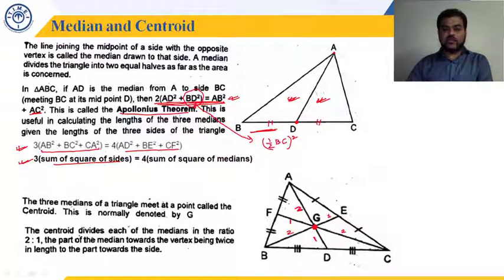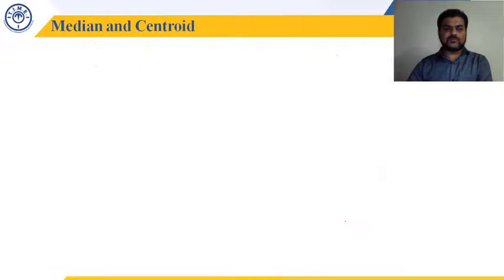And also one more property, if you look at all the 6 small triangles that have been formed here, when you draw all the 3 medians, we will get 6 triangles. All these 6 triangles will have equal areas. So all the 3 medians, if you draw them together, then we will have 6 triangles of equal areas.